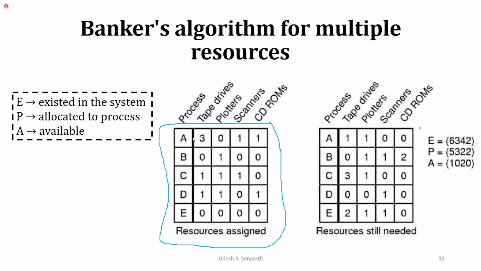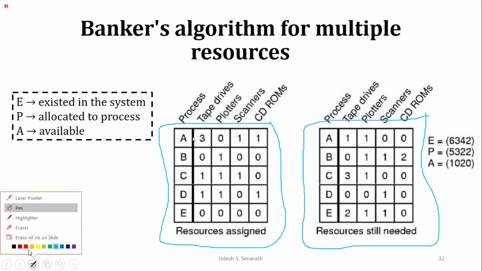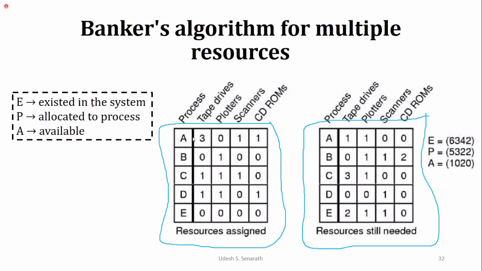Here, this is the resources still needed. With that, you can build these three. But what three? You can get the existing system here. This is the maximum. And allocated to process, you can simply adapt these columns and arrive at this. And available, you deduct from this, you get this one, allocate, available.